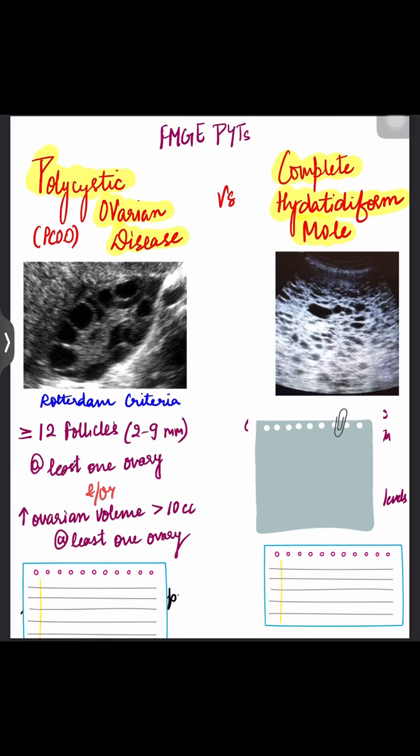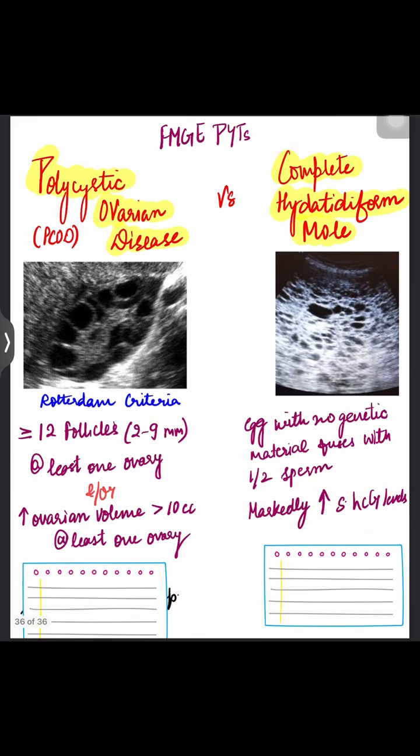And/or. It means either of these criteria should be present for the patient to be diagnosed as PCOD, or both can also be present. The second criterion is increased ovarian volume. The ovary will appear larger than its normal size. What is the increase in volume? That is more than 10 cubic centimeter, and it applies to at least one ovary. So if either ovary shows either of these characteristics, we can diagnose the patient as PCOD.